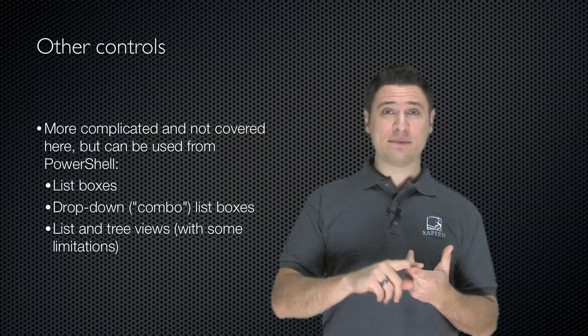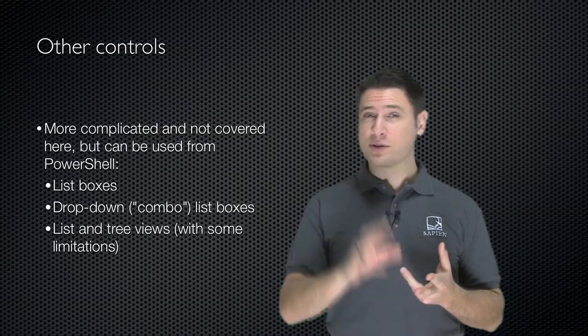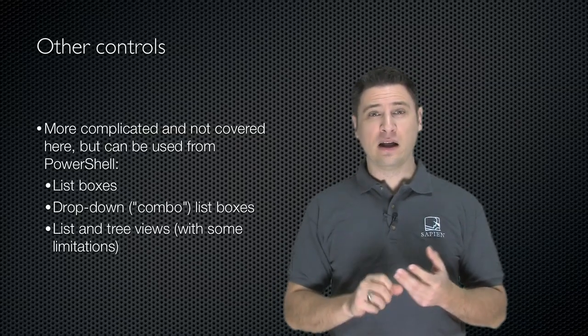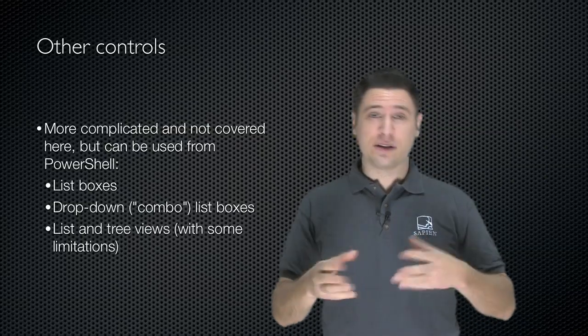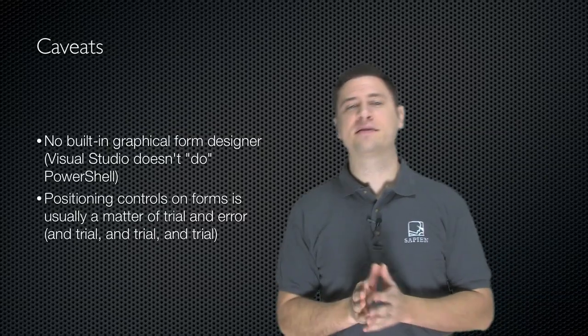This includes things like list boxes, drop-down list boxes, which are also called combo boxes, list view and tree views, and so forth. Now, there are some caveats here.